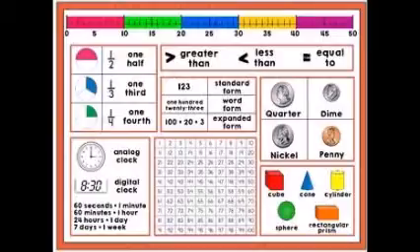Some of the templates are shape charts, coin and currency charts, number charts, fraction circles, math symbols and words, addition, subtraction, and multiplication charts, and telling time with words shown here. And then the math games that I like to use are Math Bingo and Beanbag Math Toss Game, as shown here.